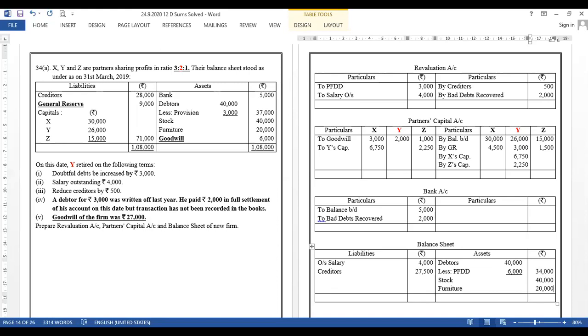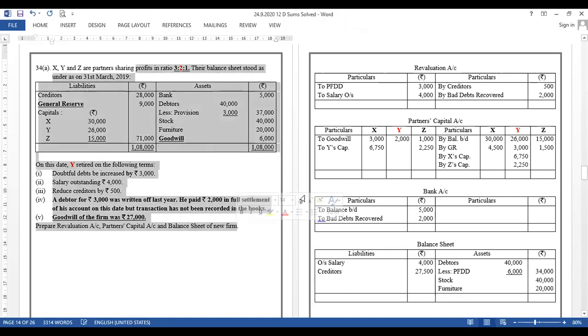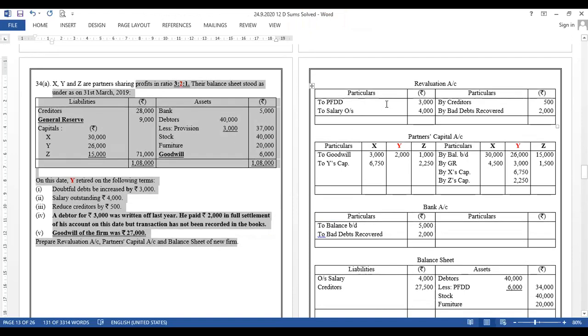Goodwill we are done with. We already have written off goodwill. Creditors adjustment was there. General reserve was distributed and capitals also have been copied. So we are done with each and every amount from the balance sheet, each and every adjustment also. Let us close these accounts now.